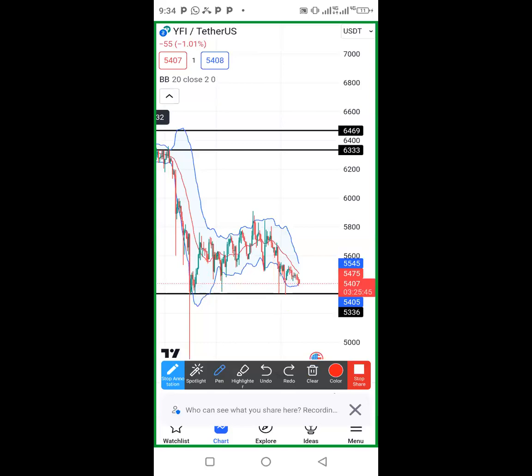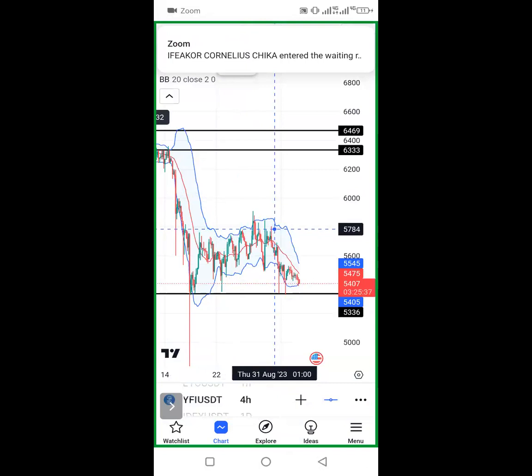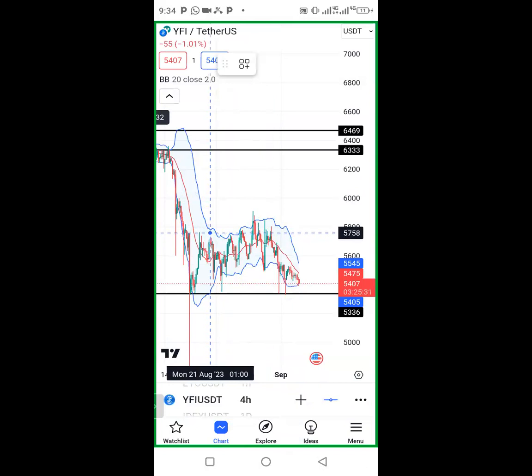Then what about the resistance? Go back and pick your resistance, horizontal line. You are looking for an area where there was a movement, there was a resistance, it stopped and came down again. You see it, I can use this place.